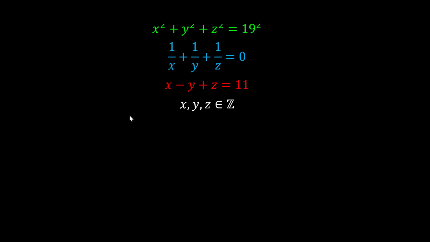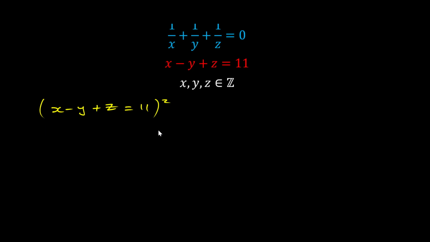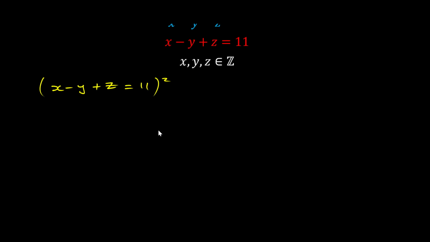All right, so let's begin by using this equation which is equal to 11, and we're going to square both sides. So x minus y plus z equals 11. We're going to square both sides, and in doing so, we should end up with basically 9 different terms on the left being equal to 121, which is 11 squared. So let's do just that.